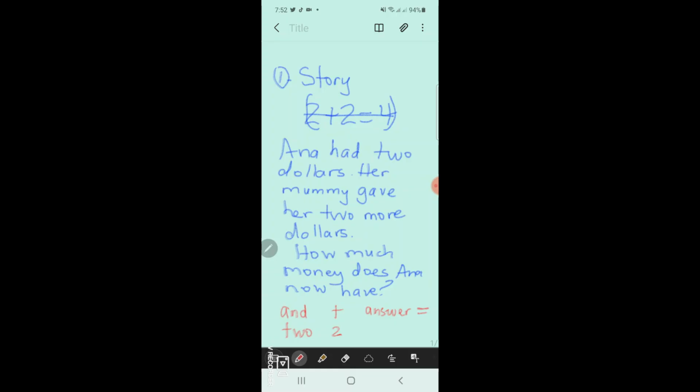Okay, now what I didn't mention to you also, before the symbolic stage, we should have been using pictures, right? So Anna had $2 here, and then her mommy gave her $2. Well, okay, dollar sign here, right? And mommy gave her 2, right? So this is the stage we go to. From the story, we move to this stage, and then from this stage, we go on to the symbolic. 2 plus 2 equals 4.